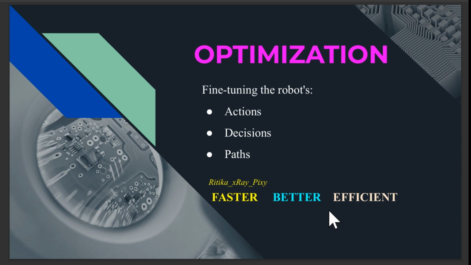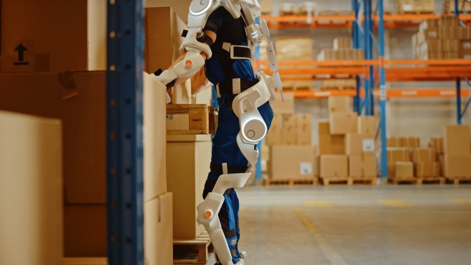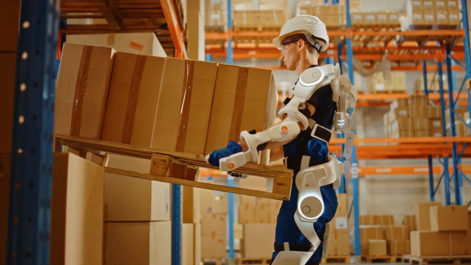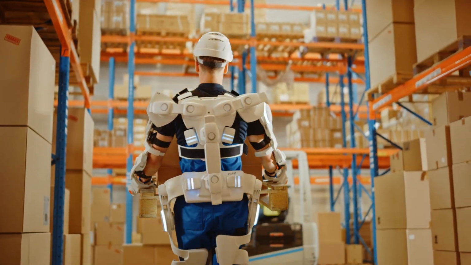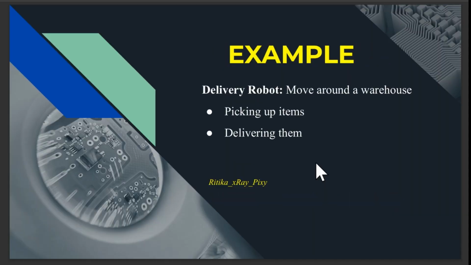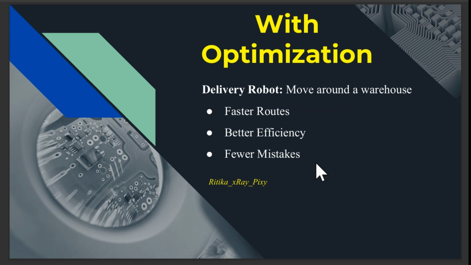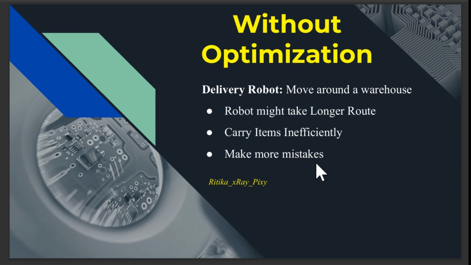So here, why we are optimizing the robot's performance: to make it work better, faster, and more effectively. Now let's try to understand this with an example. Imagine you have a delivery robot that needs to move around in a warehouse, picking up items and delivering them into the right spots. Now we'll try to understand here why optimization is important. So here we have two cases. First, how the robot will perform without optimization. Second, the robot's performance with optimization.